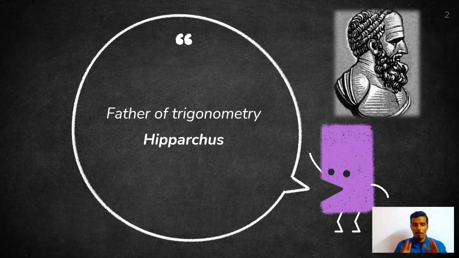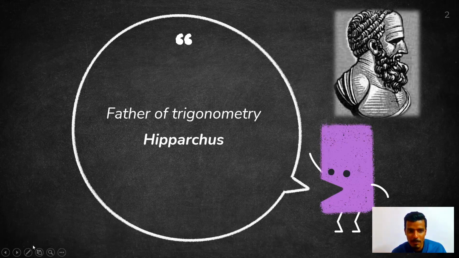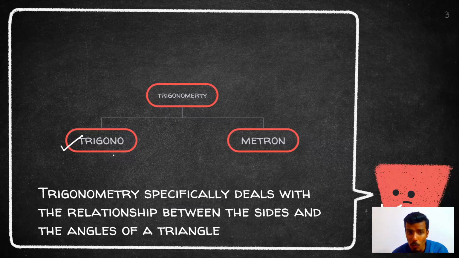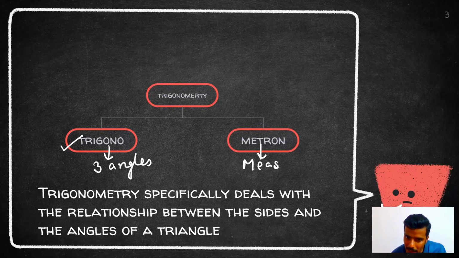Now, before starting this topic, we will know who is the father of trigonometry. This man Hipparchus is the father of trigonometry. Now, the next question is, what is the meaning of trigonometry? Trigonometry is derived from two words. The first word is trigono, which means three angles, and the second word is metron, which means measurement.